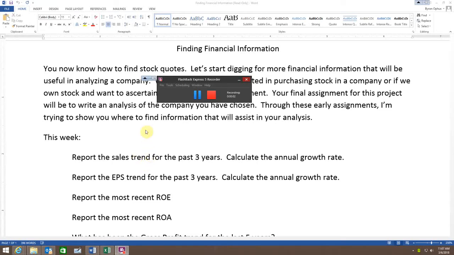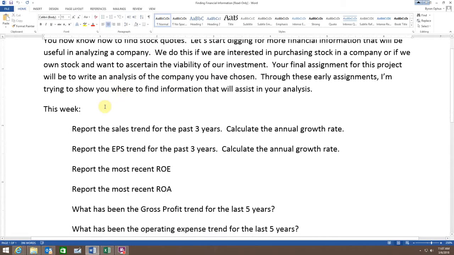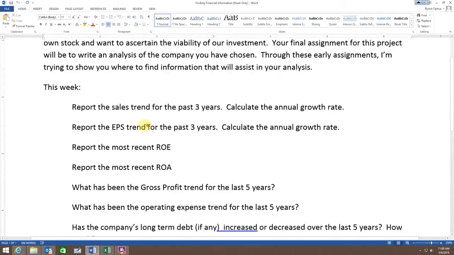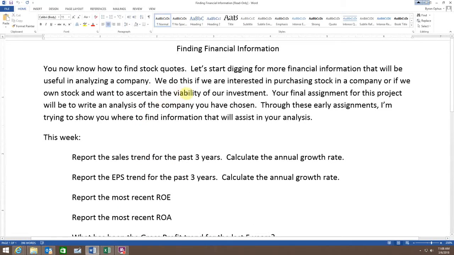The next step on our project 2 is to take a look at how we find the financial information that you're going to need in order to do a good report. And you can read there how to find the stock quotes, and hopefully you've gotten your ticker symbol for your particular investment. So come down here and it says report the sales trend, and I ask for lots of information, and we'll go through that. But where do you find that?